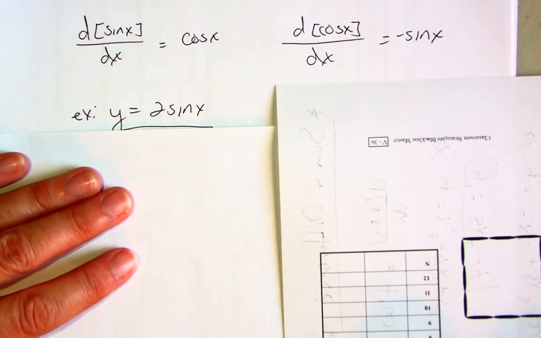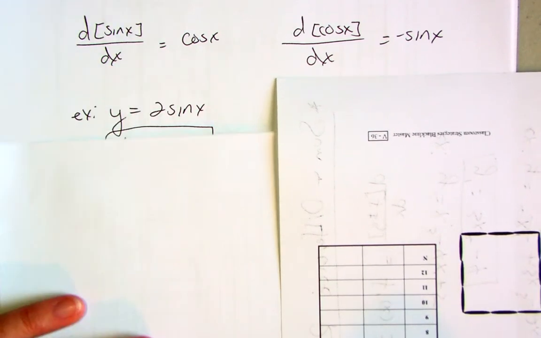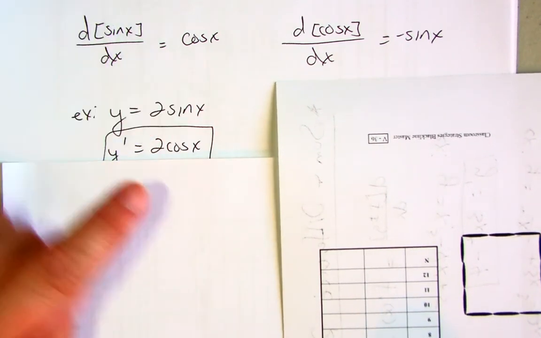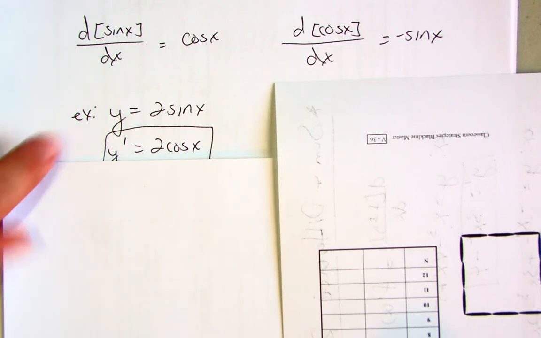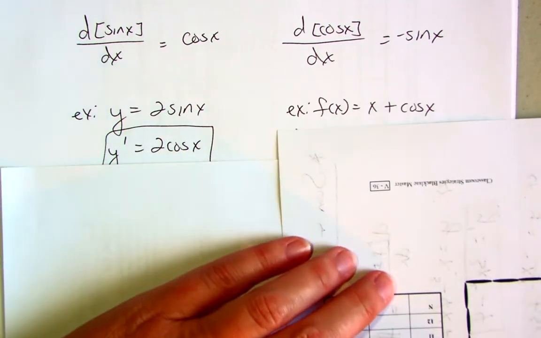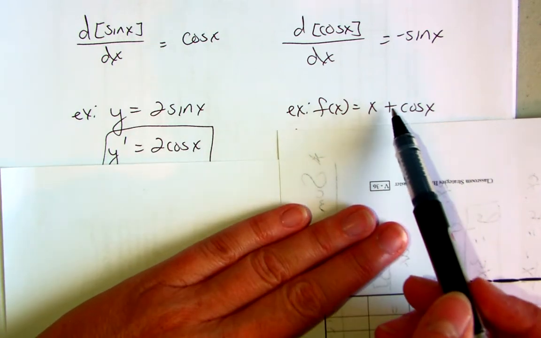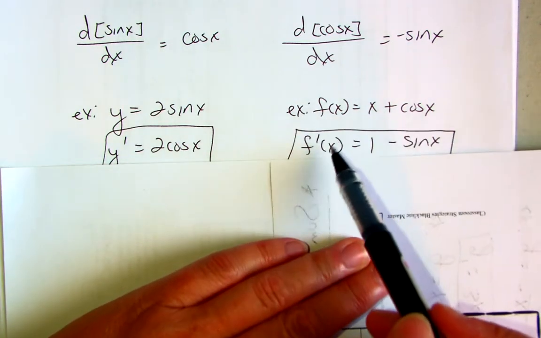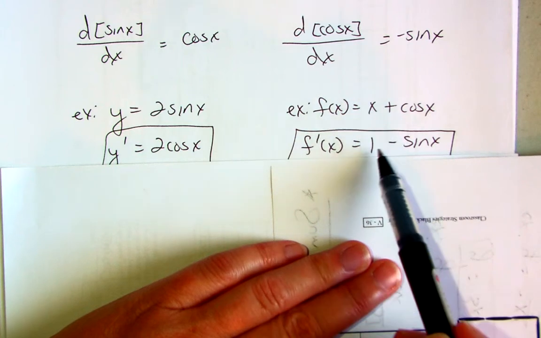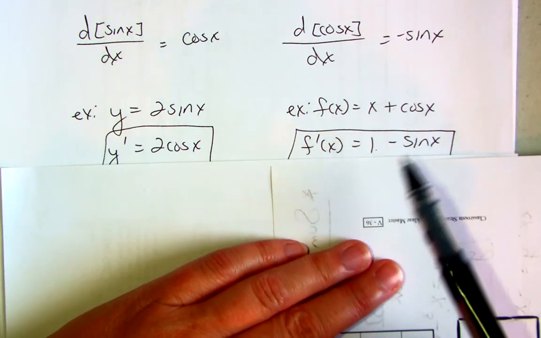The first one, if I give you y equals 2 times sine of x, well, that's 2 times a function. I leave the 2 there, and I just take the derivative of sine of x. That's cosine x. And again, I told you I took the first derivative. This one here, I have a function, x plus cosine x. So that's the sum and difference rule. So my first derivative, I'm going to take the derivative of this first function, 1. The derivative of plus cosine x would be a negative sine x. And you're done.